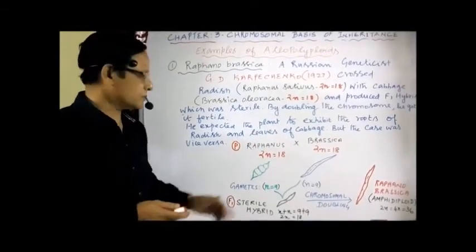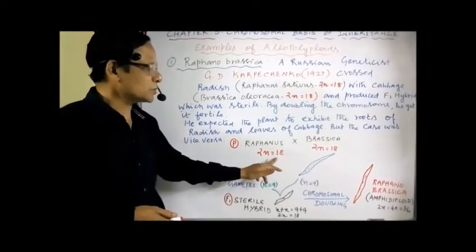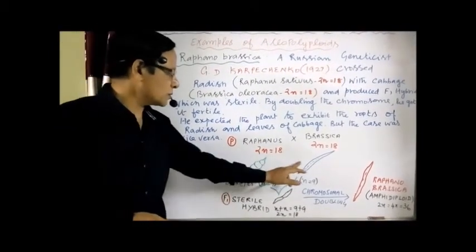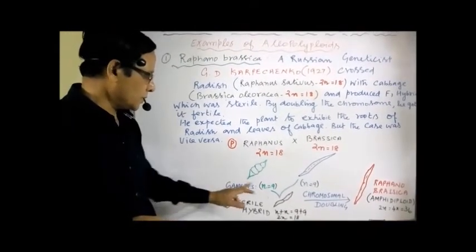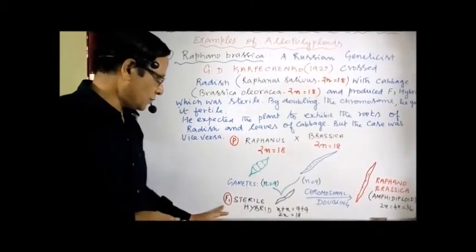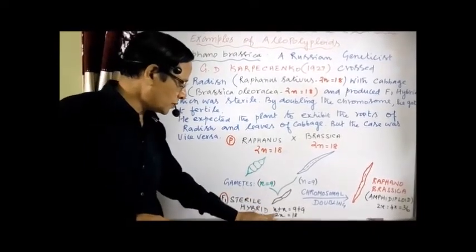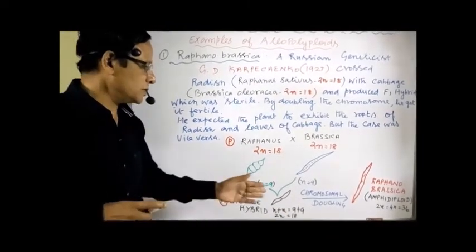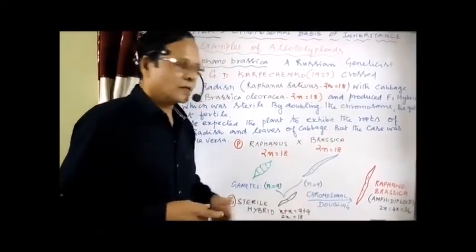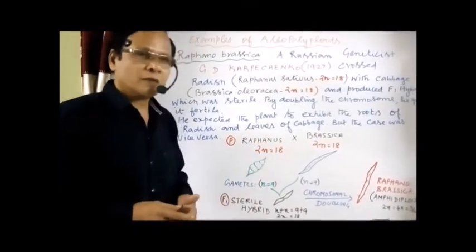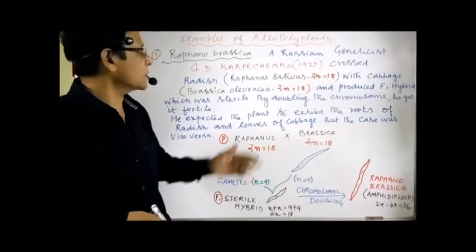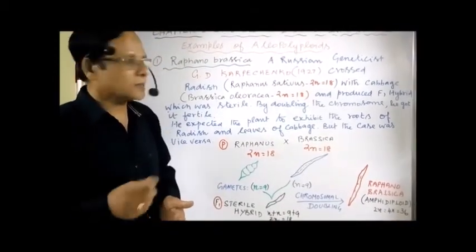Now here is the cross. Raphanus, the radish with 18 chromosomes, is crossed with Brassica, the cabbage, which also has 18. These are the parents. The gametes formed in each case have n equals 9 chromosomes. After fertilization, he received the F1 hybrid with 18 chromosomes, but the hybrid was sterile because of defective gamete formation. It is unable to produce normal functional gametes. When he treated the plant with colchicine, he got chromosomal doubling, resulting in the formation of Raphanobrassica, which is nothing but an amphidiploid. Amphidiploid is another name for allopolyploid.